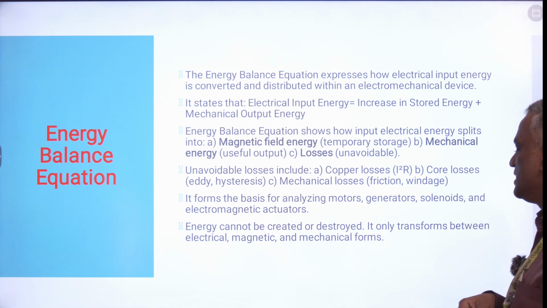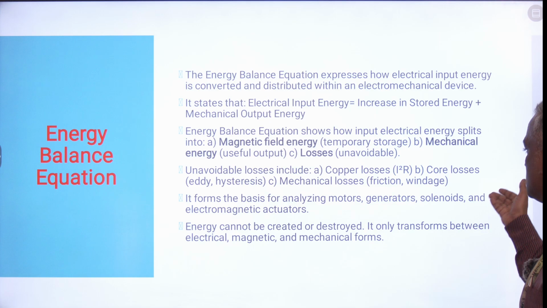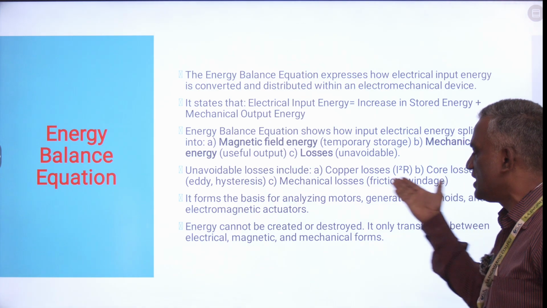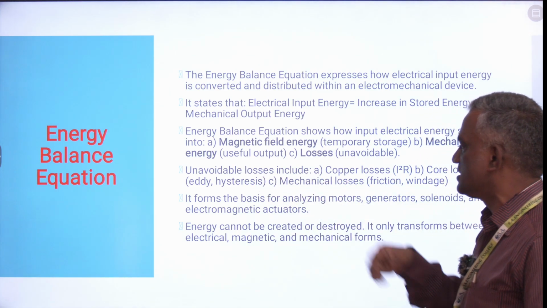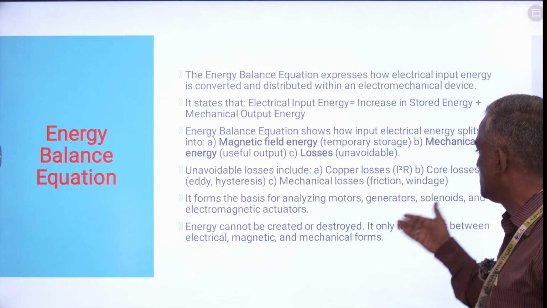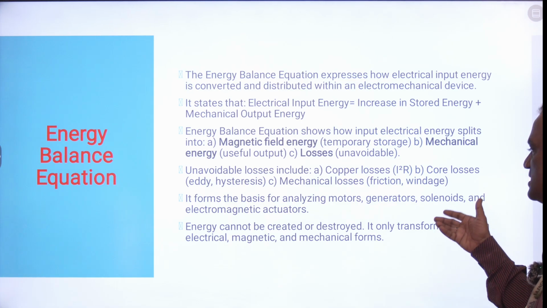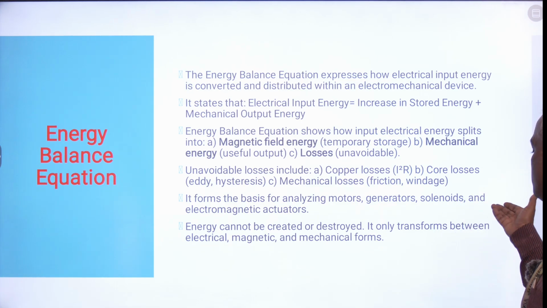So what are the losses here? I squared R loss, which is nothing but copper losses. The second one is core losses, which include eddy current losses and hysteresis losses. The third one is mechanical losses, which include friction as well as windage. So this will be the basis for all machines such as motors and generators, and other devices such as solenoids and actuators.